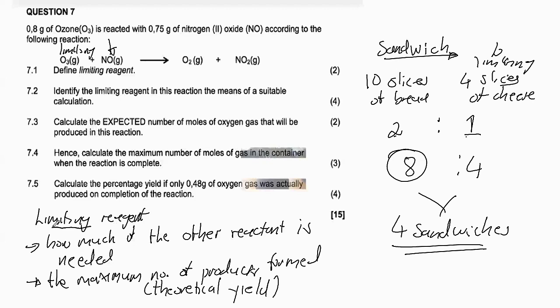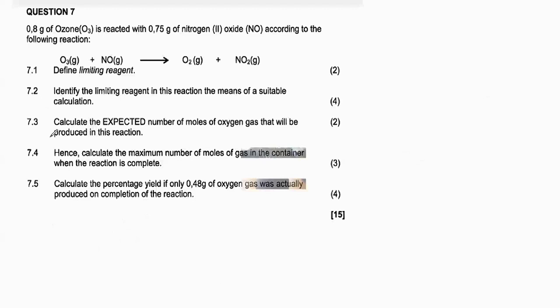So this tells us what the limiting reagent is all about. Number 1, the limiting reagent will tell us how much of the other reactant is needed. And number 2, it will tell us the maximum number of products that can be formed, which is also known as the theoretical yield. So, okay, now going back to the question, how are we supposed to apply it here on 7.3? Now, note that we identified this one as the limiting reagent, meaning if we want the maximum or the expected number of moles of the oxygen gas, we must compare the ratio of the ozone, which is the limiting reagent, to the ratio of the O2. Now we find that for ozone to oxygen gas, the ratio is 1:1.